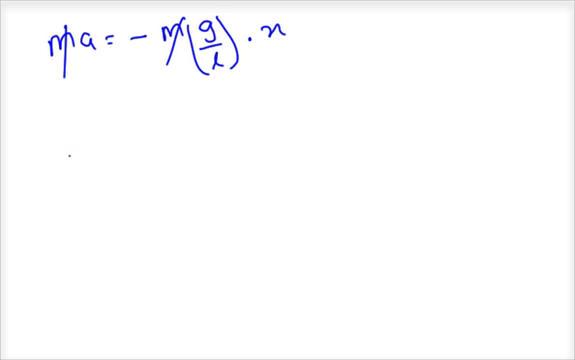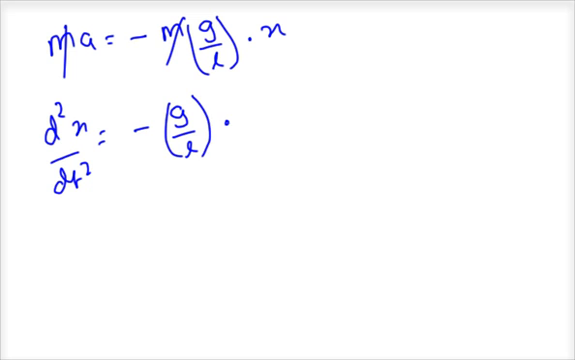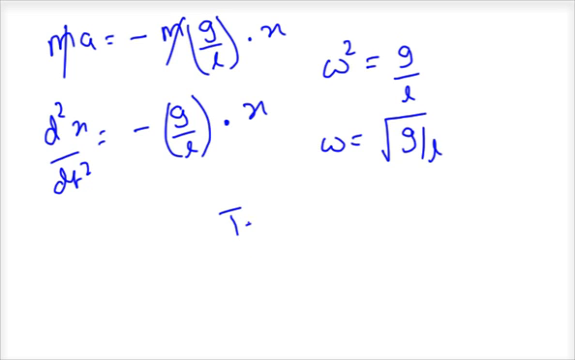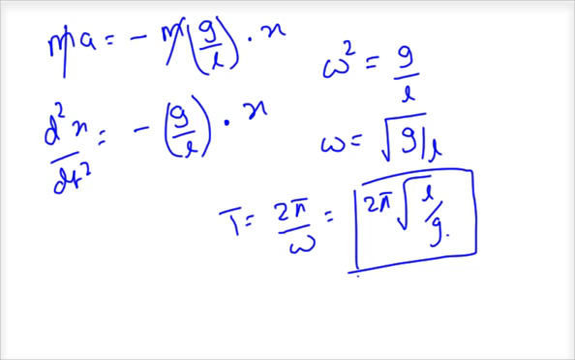If I cancel these two, I'll have d squared x by dt squared is equal to minus g by L into x. Now what can I say? I can say that omega squared is equal to g by L, or omega is equal to root over of g by L, or T is equal to 2 pi by omega, that is equal to 2 pi into root over of L by g. So this is the time period of a simple pendulum.